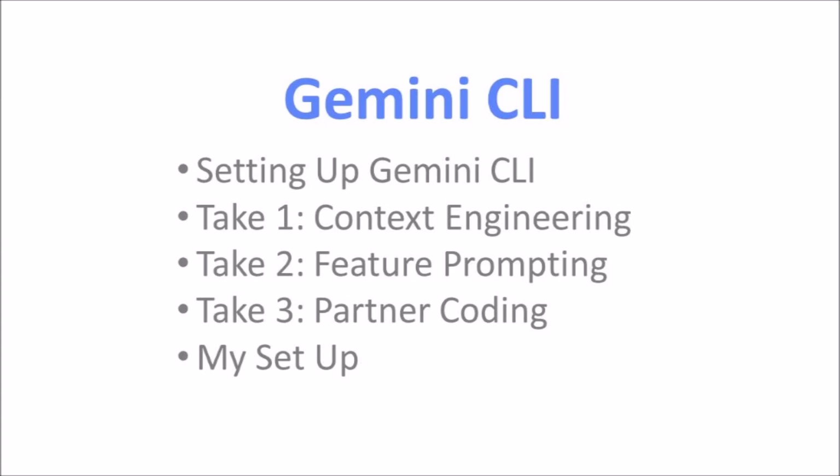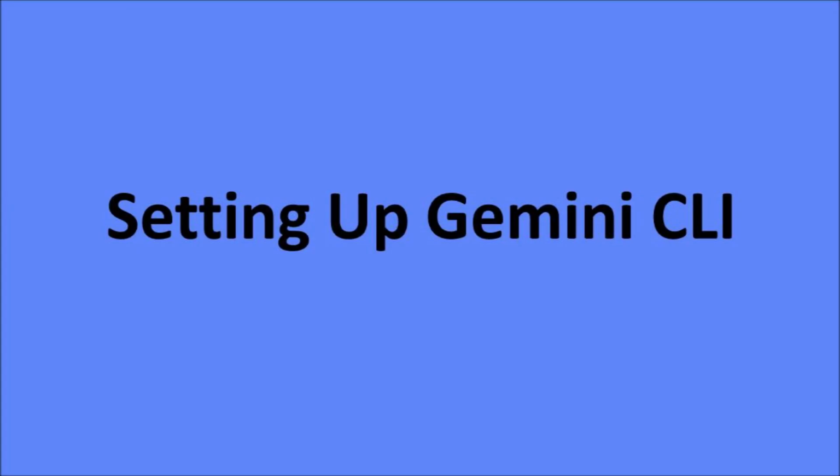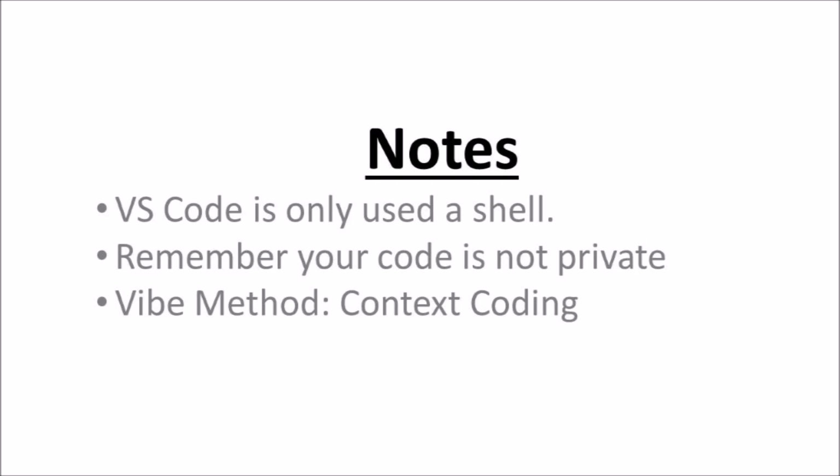So in this lesson, we're going to look at setting up the Gemini CLI and then take a look at my different attempts of working with AI and then what I ended up for my final setup. So setting up the Gemini CLI. In this, we are only using VS Code as a shell. So it's not going to be the actual program that's dealing with Gemini. We're just going to use the terminal inside of VS Code.